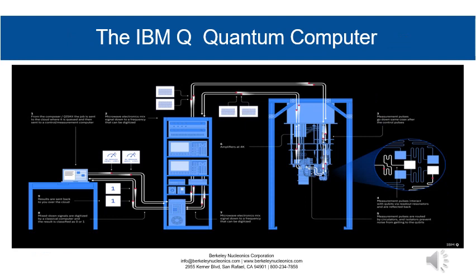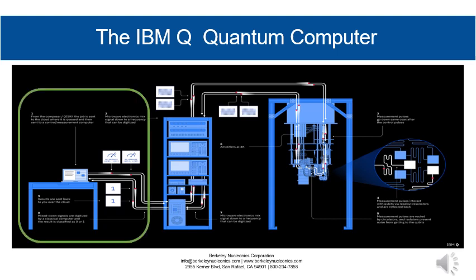This is the IBM Q, an IBM implementation of a quantum computer. Note the various phases: the readout phase on the left, the rack of instrumentation in the middle, and the fridge housing the qubits on the right.